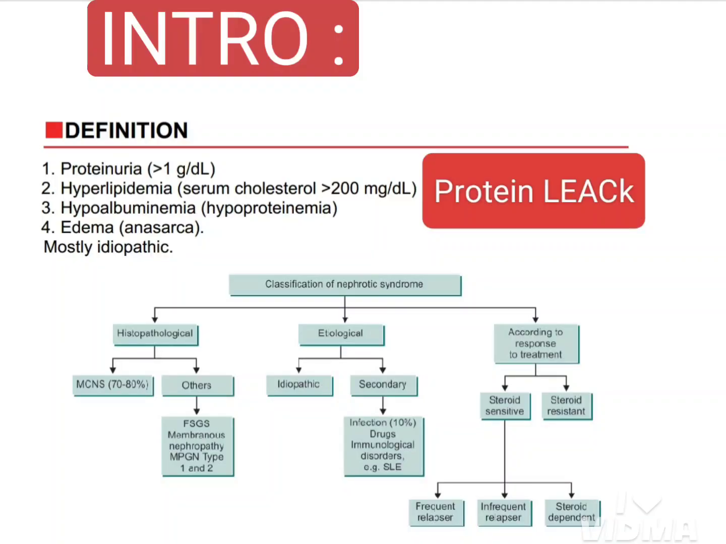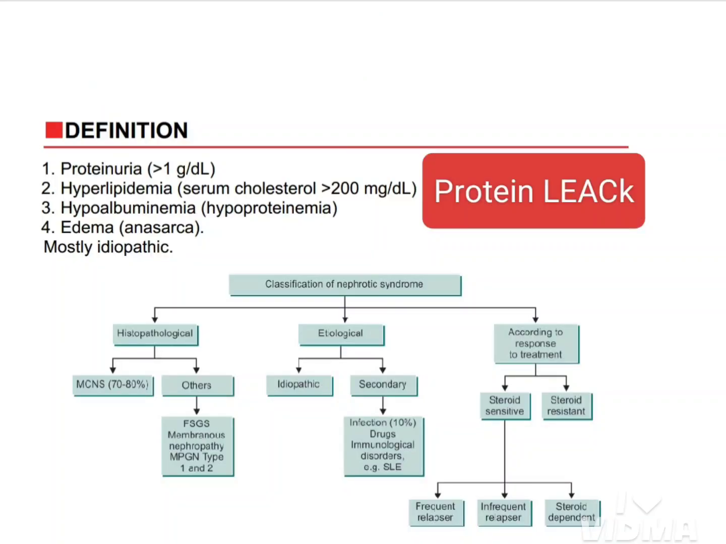We can remember the definition of nephrotic syndrome as PLEAC, a protein leak. P for protein means proteinuria greater than 1 gram per deciliter. L for hyperlipidemia, greater than 200 milligram per deciliter cholesterol. E for edema means anasarca, and A for hypoalbuminemia means hypoproteinemia. C for hypercholesterolemia means serum cholesterol greater than 200 milligram per deciliter.